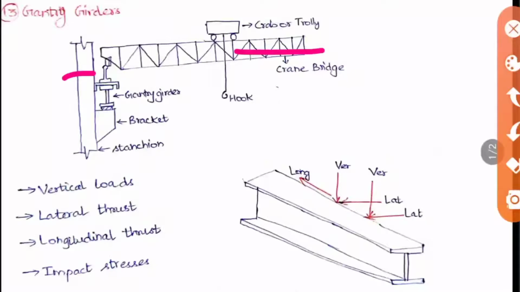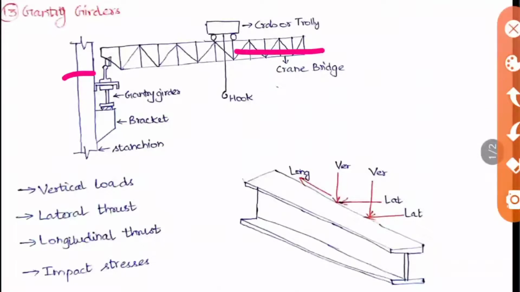Normally in problems we will be calculating all these loads and designing the gantry girders, but that is not necessary for the exams, because it is just a 15 mark question, so they won't be asking anything about that. To know these loads and why these loads are acting here is what is important in this chapter.